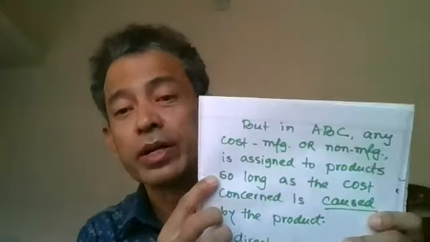So any cost, I repeat, manufacturing or non-manufacturing. Non-manufacturing meaning selling and distribution, general and admin. Of course, manufacturing means material, labor, and manufacturing overhead, like machines and equipment, their depreciation, and the labor supervision and all those. So manufacturing or non-manufacturing can be assigned to products so long as that cost is caused by the product.